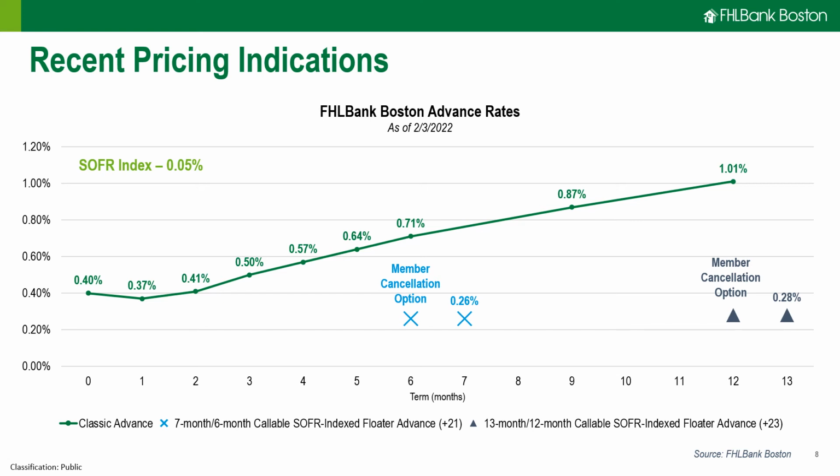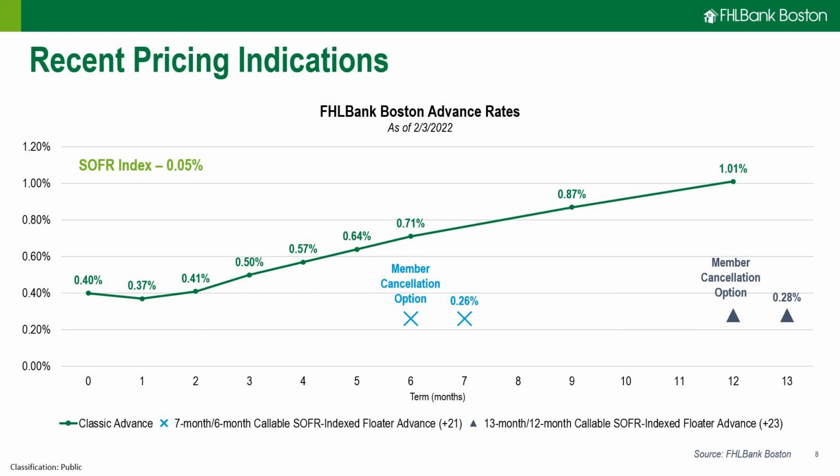So here we're looking at our short-term advance curve. In green is the fixed rate classic advance curve. And then we've noted below that two indicative structures for the Callable SOFR-Indexed floater advance. So shorter on the curve in light blue there is a 7-month, 6-month structure. So that means a 7-month final maturity where there is a one-time call option for the member to call the advance at their discretion at the 6-month mark.